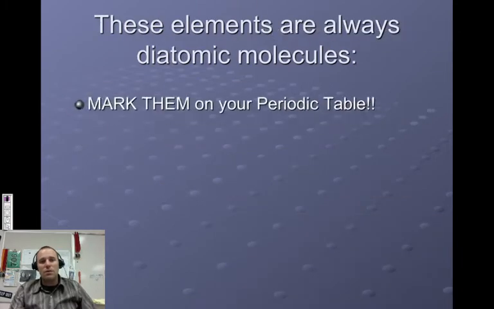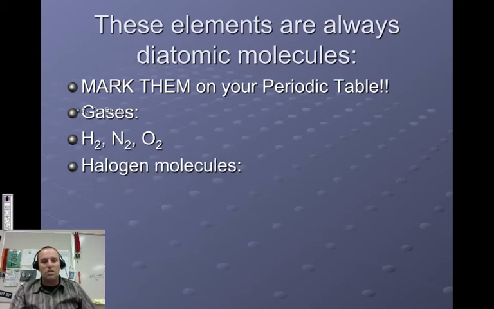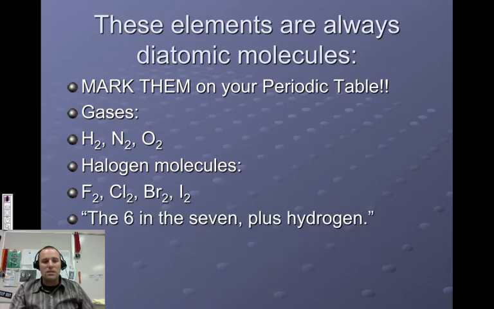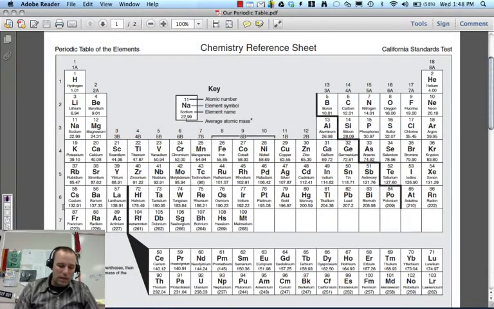On your periodic table, I want you to label these molecules because they are special: hydrogen, nitrogen, and oxygen, and also fluorine, chlorine, bromine, and iodine. I call these the 6 and the 7 plus hydrogen. They are what are known as diatomic. So let's look at the periodic table and I'll show you what you can do on yours real quick.